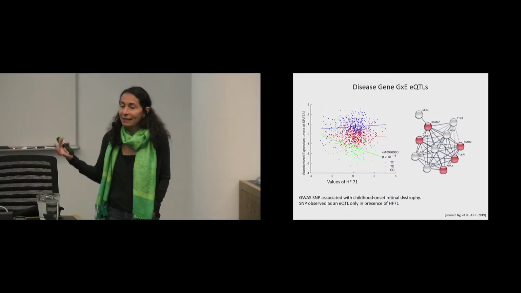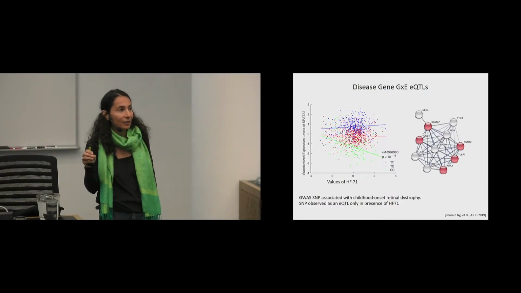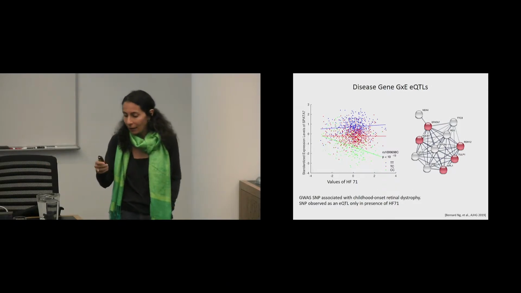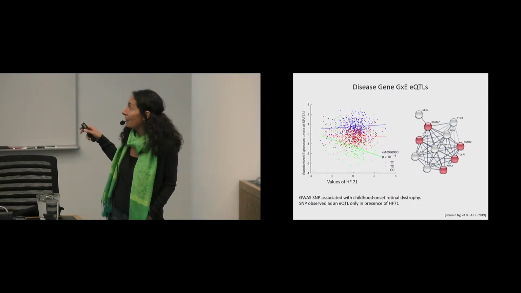Here's just one example that was kind of interesting. We actually dug down on a lot of these associations to try to figure out what they can tell us mechanistically about SNPs that are associated with different brain diseases, or brain-related diseases, I should mention. So here was one interesting example.